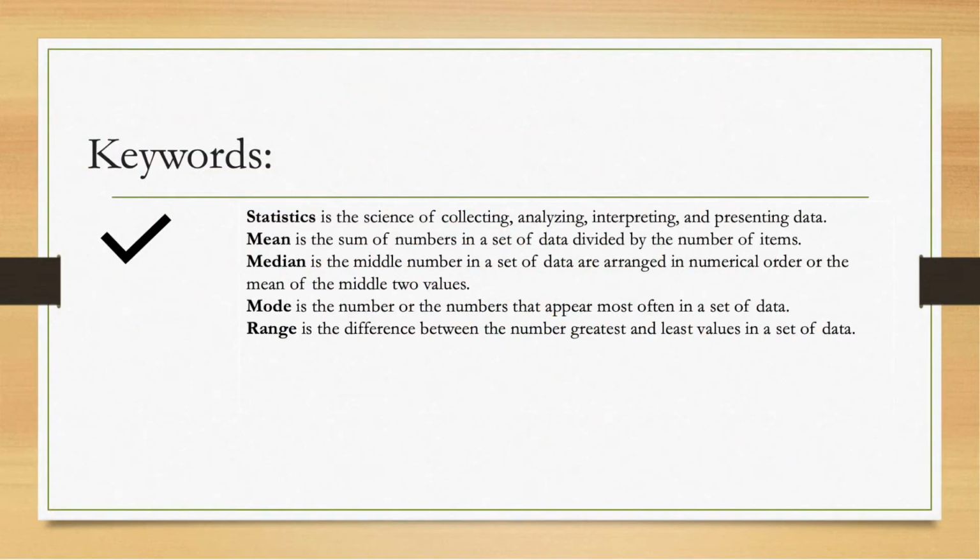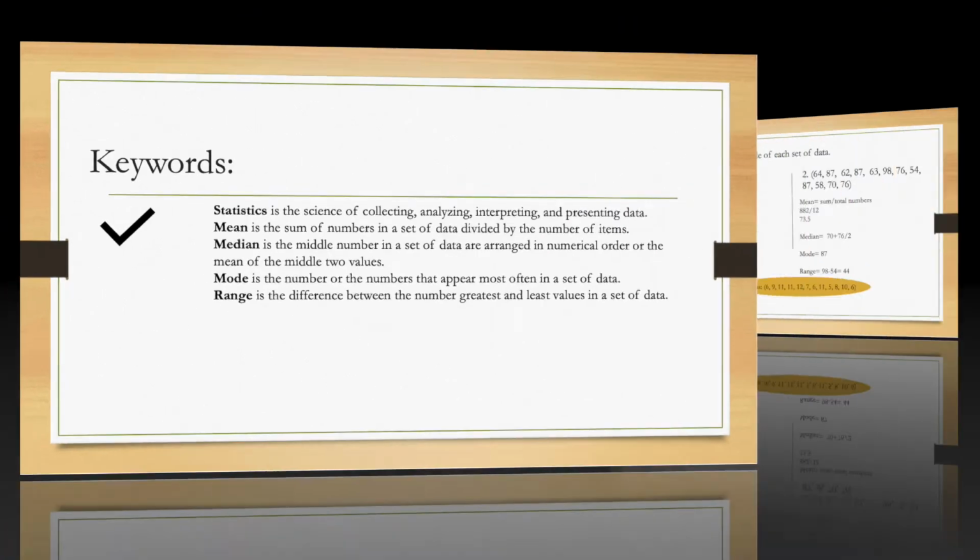So the first keyword we're going to be talking about today is the word statistics. Statistics is the science of collecting, analyzing, interpreting, and presenting data. Mean is the sum of numbers in a set of data divided by the number of items. Median is the middle value in a set of data that are arranged in numerical order, or the mean of the middle two values. Mode is the number or the numbers that appear most often in a set of data. Finally, range is the difference between the greatest and least values in a set of data.